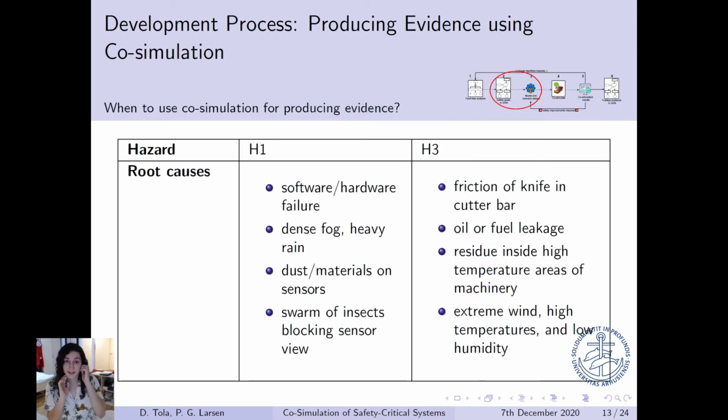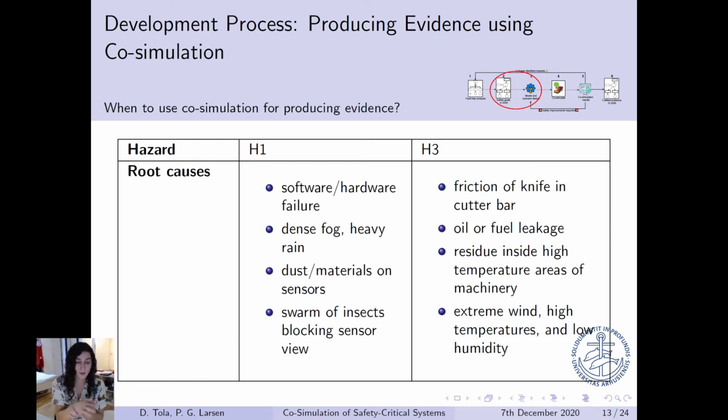Yes, so the next step is to determine where to use co-simulation, if it makes sense for any of the hazards that we have. If we look at the root causes of hazard 1, they're mainly related to software and sensors, and how the environment affects this. So these root causes can be mitigated mainly using a combination of software and redundant sensors, for example, or using different sensors and algorithms for this.